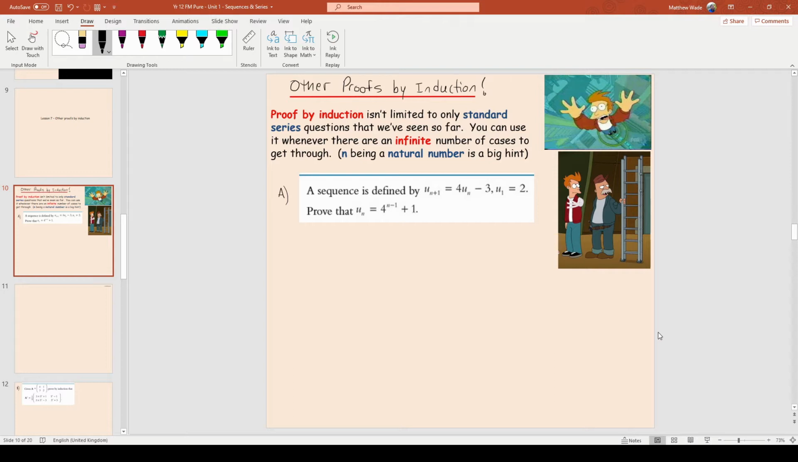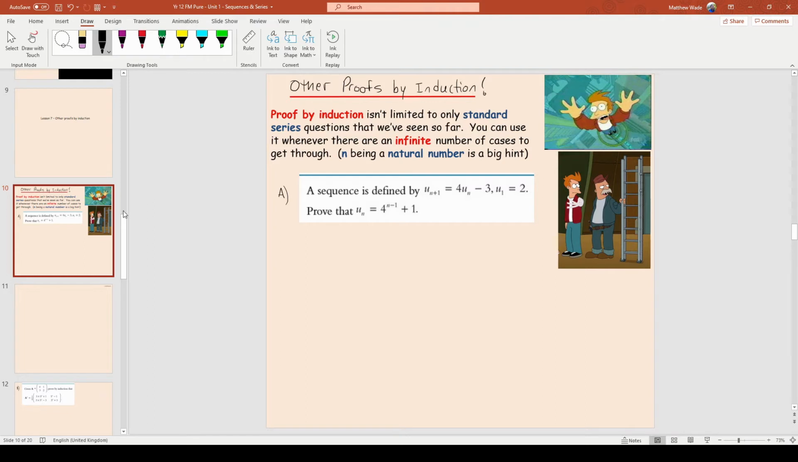It is really cool. I know there's a lot to get your head around with it, but I hope that you enjoyed it. And today, what we're going to do is talk about other types of examples of proof by induction that you can do.